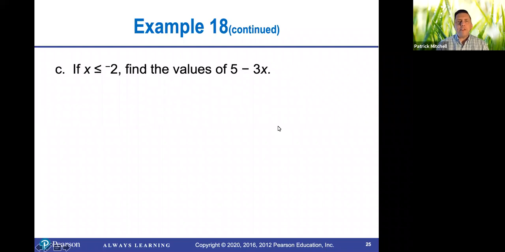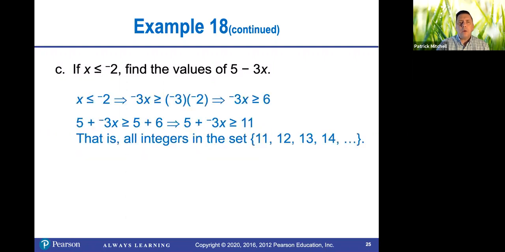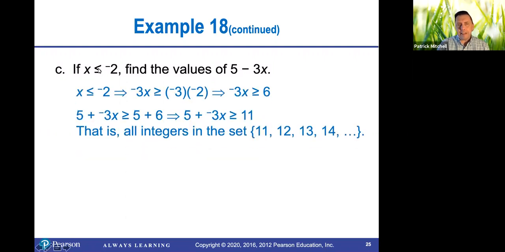And for the last part of this example, if X is less than or equal to -2, find the values of 5 minus 3x. So this is sort of the opposite of what we usually do to solve an inequality. So what we're going to do is take x is less than or equal to -2. And the first thing we'll do is multiply both sides by -3. Remember, that's going to reverse the direction of the inequality symbol. So that leaves us opposite 3x is greater than or equal to 6.